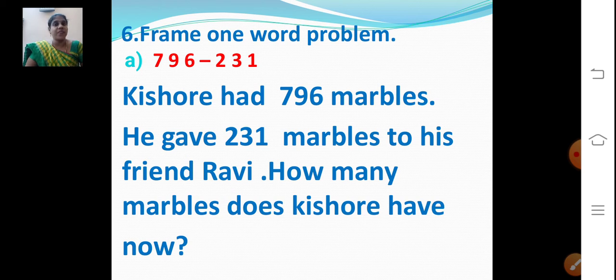2,190. Now, frame one word problem. The question is given. We are going to frame the word problem. Shall we frame the word problem now? Yes. So the question is 796 minus 231.